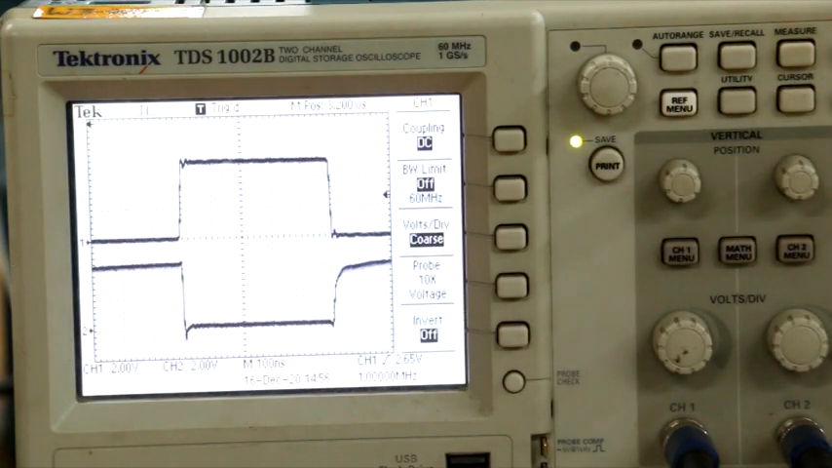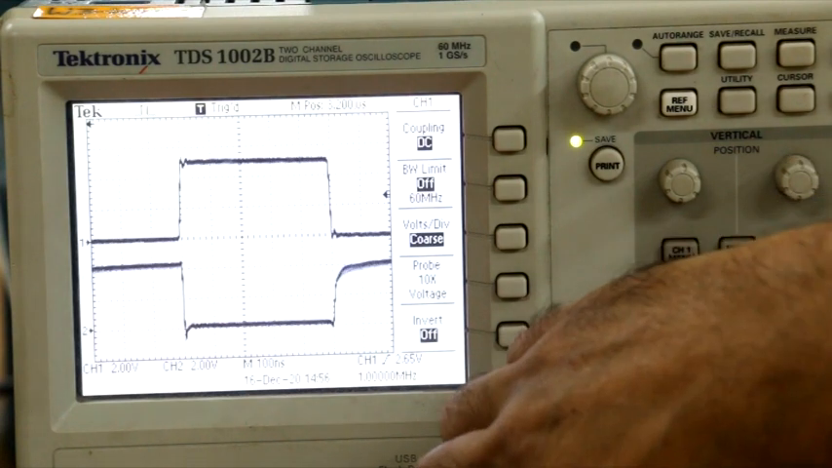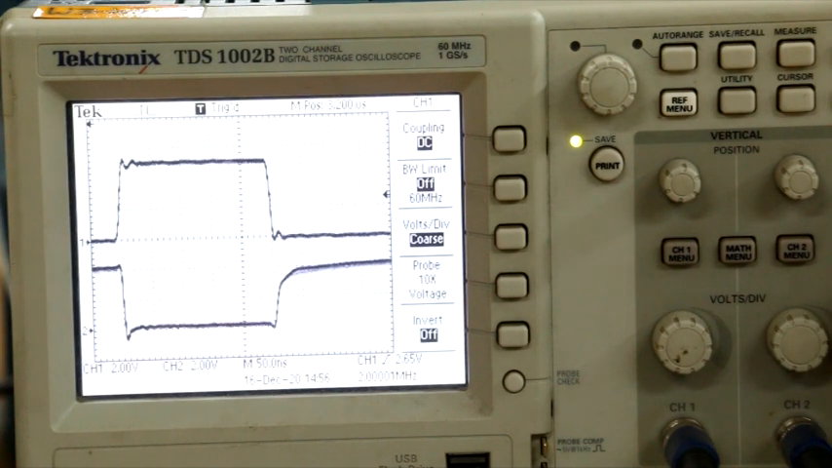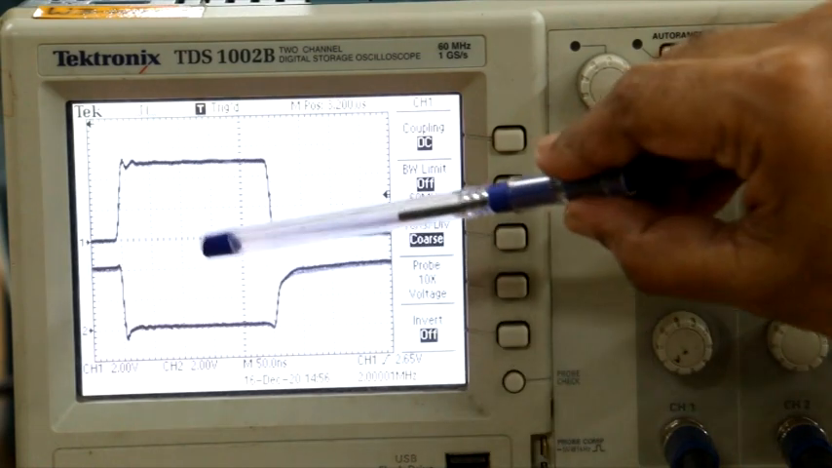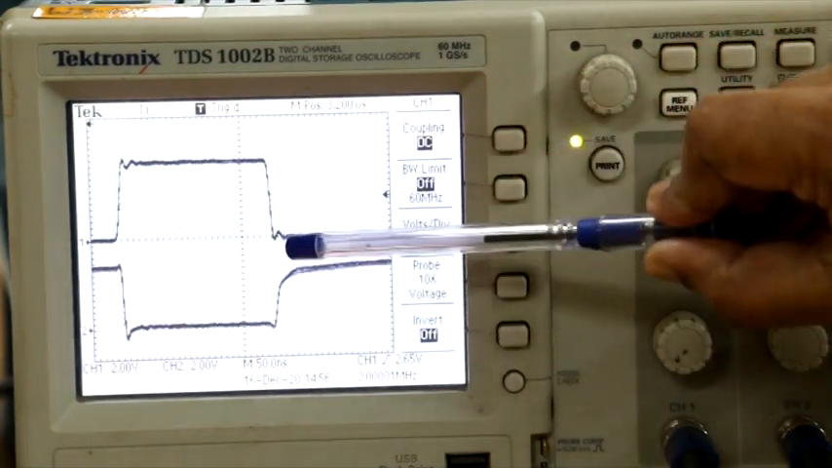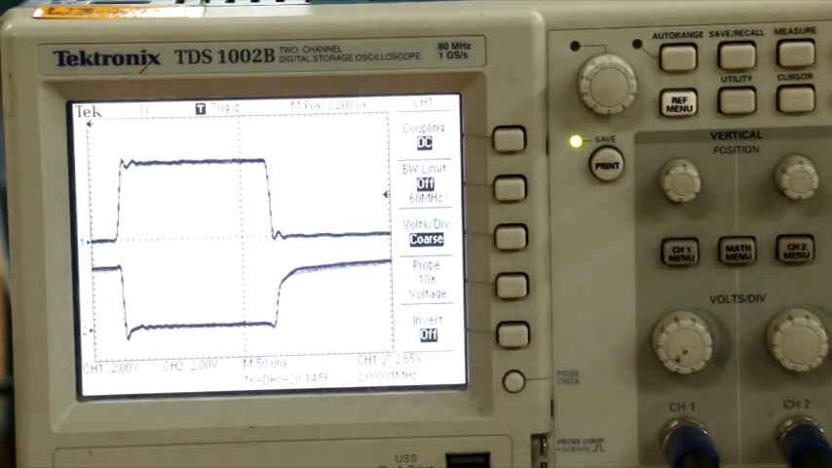So let me go now, at the most, I can put about 2 megahertz. Beyond that I think I should not do, but we'll try. Yeah, so this is right now 2 megahertz, and still you see that it's quite good. You can see that the high to low and low to high transitions are quite good, but there is some slight delay.